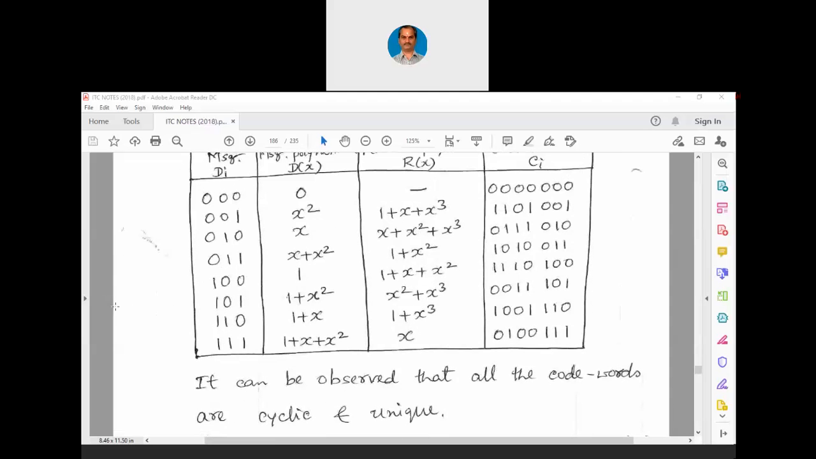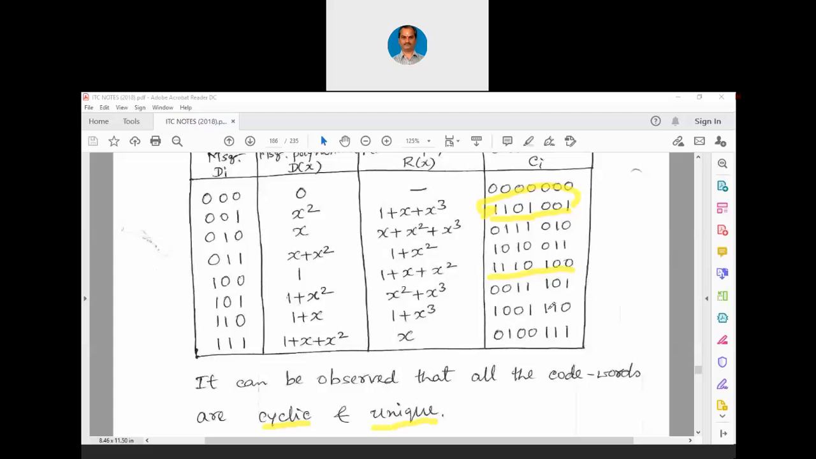Now in this table, it can be observed that all the code words are cyclic and unique. I had shown you earlier also. Let me show you here. 1101001. Now you can go for a rotation here. When you go for a rotation, it will become 1110100. 1110100 is here. So a rotation always results in another code vector. That means they are all cyclic, and you can see they are all unique. Means there is no code vector which is the same as another code vector. That way they are all unique.